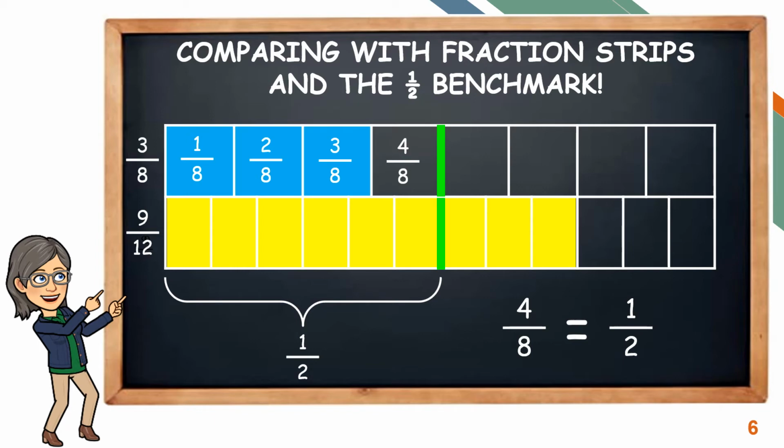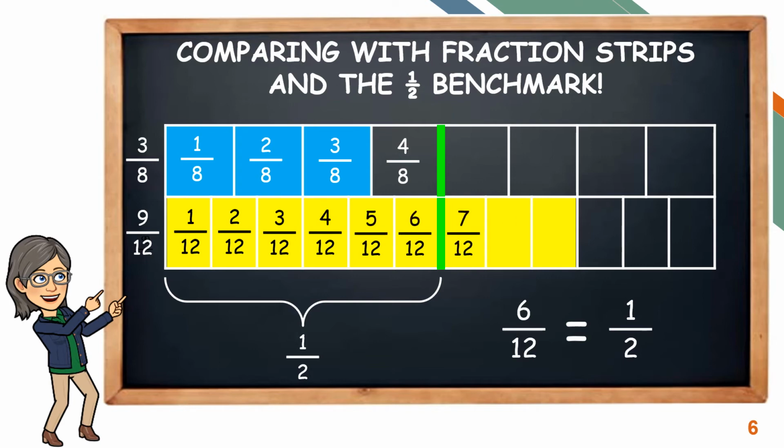Now let's look at the fraction strip for 9/12 to see how close it is to 1/2. Looking at the model for 9/12, you can see that 9/12 is greater than 1/2 of the whole model. Looking at the fraction strip on the bottom and the yellow number sentence, you can also see that 1/2 equals 6/12. Notice that the yellow shading for 9/12 is 3 parts past 1/2, or 6/12. The fraction strip and the benchmark 1/2 prove that the yellow section for 9/12 is greater than 1/2 of the whole model.